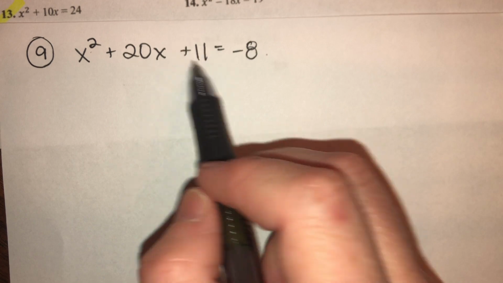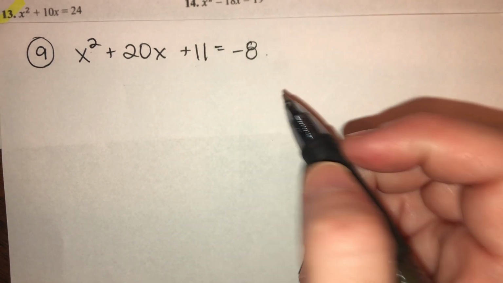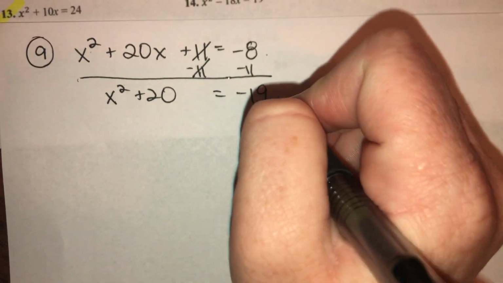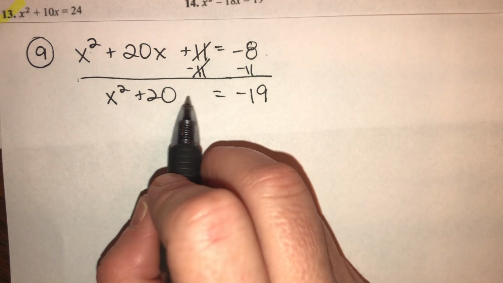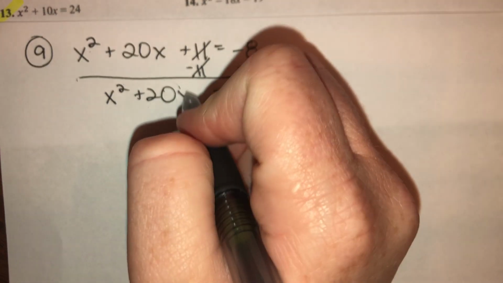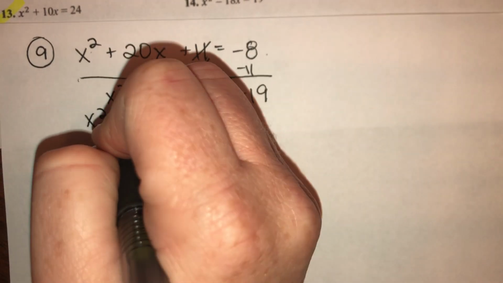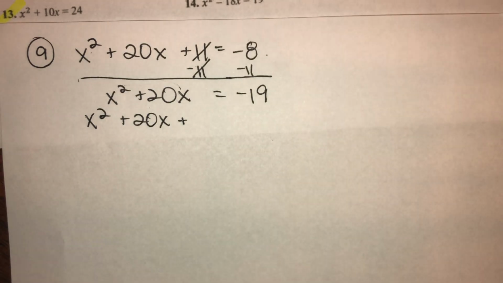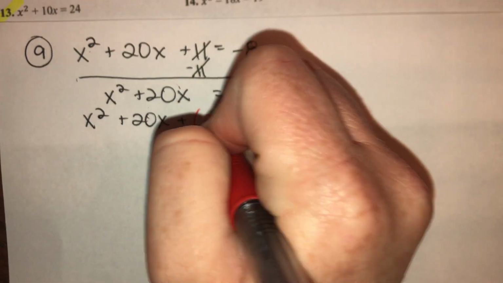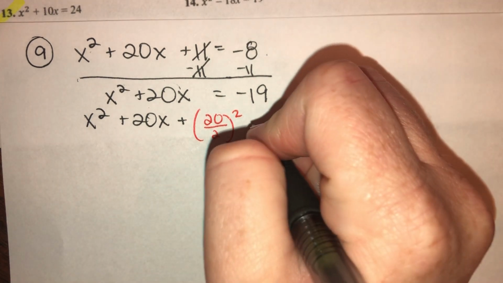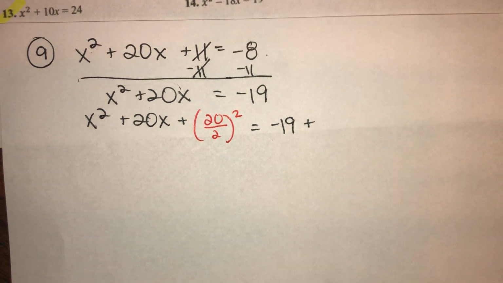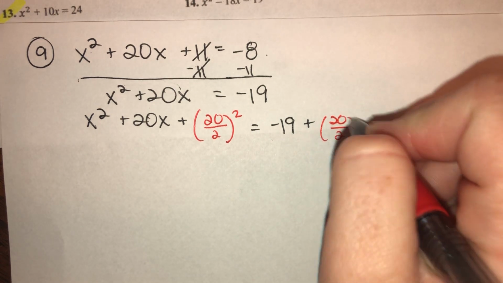I want to come up with what number needs to go here to be a perfect square. Okay, so I'm going to subtract 11, and I'm left with x squared plus 20x plus nothing, they cancel, equals negative 19. Okay, so now I'm going to add in 20 divided by 2 squared to both sides. So x squared plus 20x plus middle term divided by 2 squared equals negative 19 plus 20 divided by 2 squared.